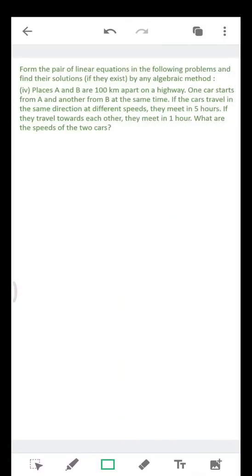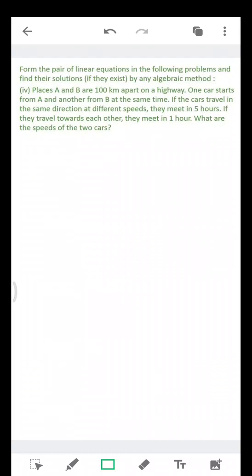So here is the question. We have to form a pair of linear equations for this and solve it by any algebraic method, elimination method or substitution method. Let's see a question now.